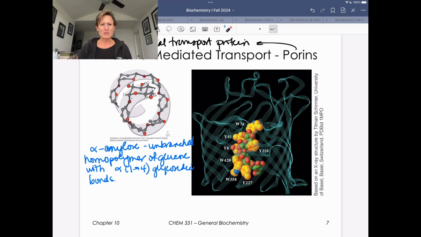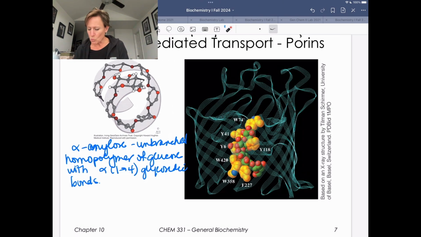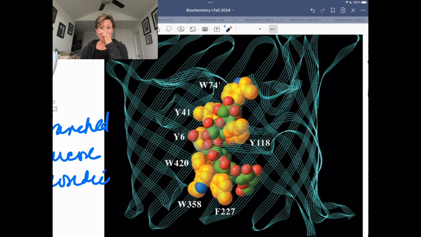What we're going to talk about here is how you have a piece of starch that's corkscrew shaped. How do you actually have a hole that's big enough to allow that, but not let everything else literally pour in? We're going to be able to understand that when we look at the amino acids that are within the hole that we have here.